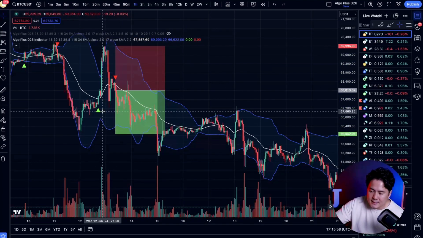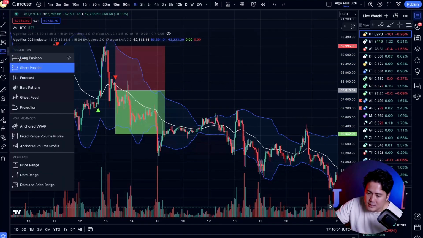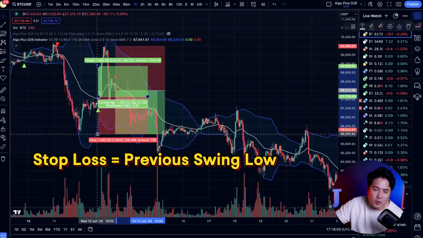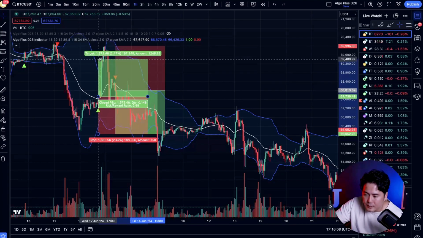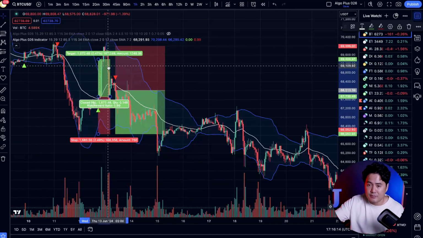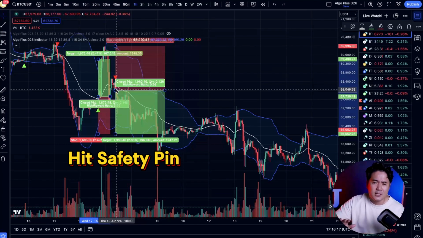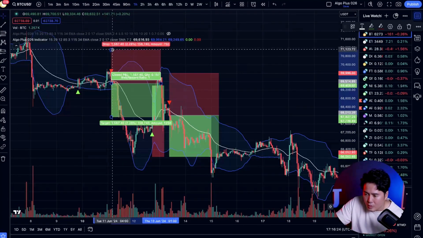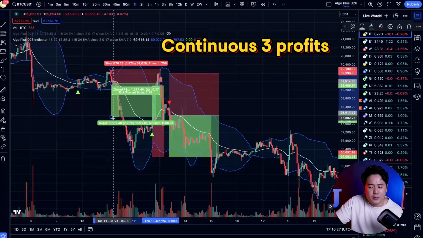Okay. Then next, there's a green triangle here, a very simple one. Go for a long trade, with your previous swing low as the stop, and 1-to-1. You can see in this trade, you are able to take 1-to-1 profit, then the balance just let it fly. If it can't fly, you just hit your safety pin. It's still okay. Next, you can see there's another trade here. Wow, you got 3 continuous profits already.